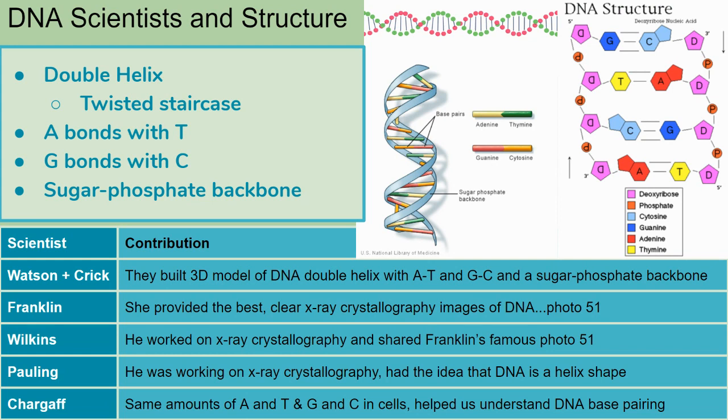So overall, all of those scientists' knowledge comes together to give us this information, which we now know about the structure of DNA, that it is the double helix twisted staircase, that A goes with T, G goes with C, and that there's a sugar phosphate backbone. And nowadays we know that that runs in opposite directions. One side goes 3' to 5', the other goes 3' to 5' in the opposite direction.